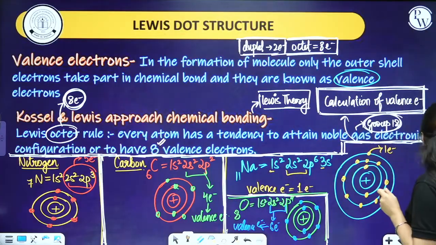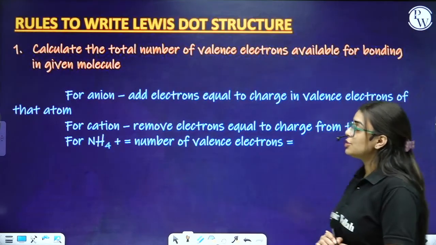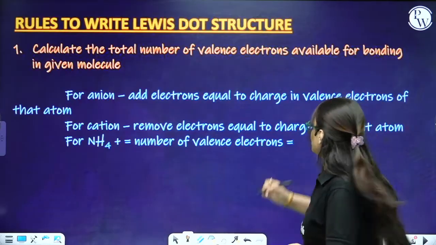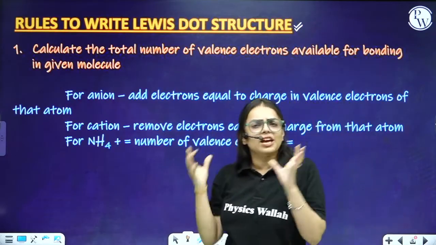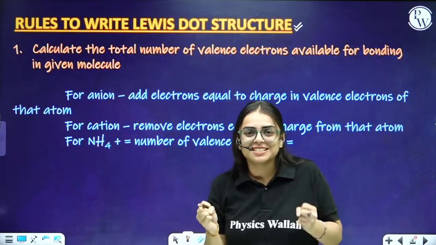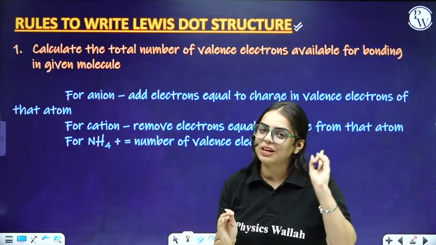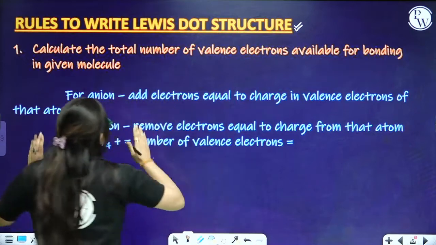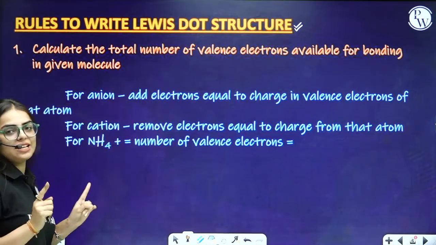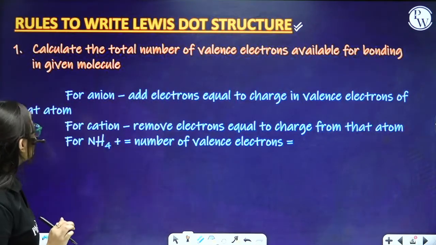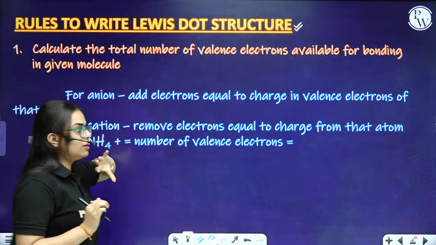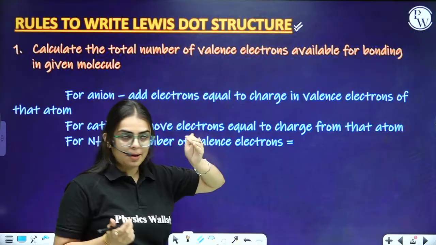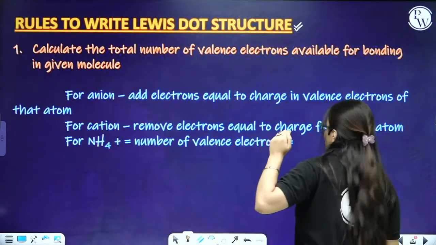Moving on to the next part, students, now. Rules to write down the Lewis dot structure. What are the rules to write down the Lewis dot structure? Very interesting segment, a very important segment. Let us start with the very first rule. Very first rule is calculate the total number of valence electrons available for bonding in the given molecule. Okay, now let us calculate some of the examples by doing each and every one of that.